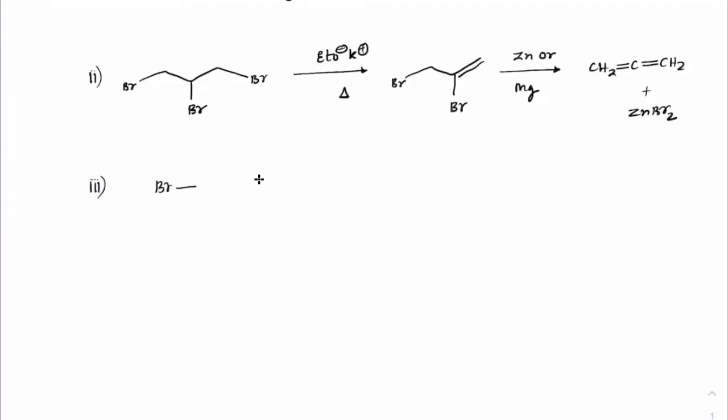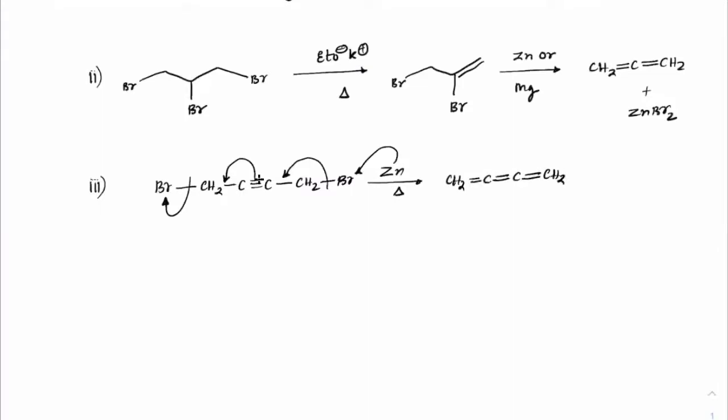is if you have Br, CH2, C triple bond C, CH2 and Br, and treat that with zinc and heat. See, zinc will always try to extract bromine, and this bond will shift here, this bond will move here, and this Br will be removed. What do we get? CH2 double bond C double bond C double bond CH2 plus ZnBr2. Again an alkene formation. Alkenes are always cumulative double bonds.